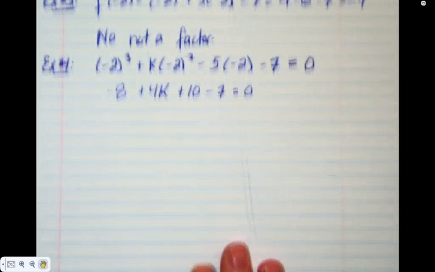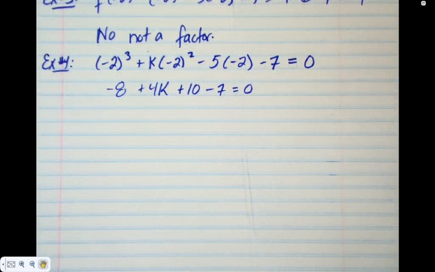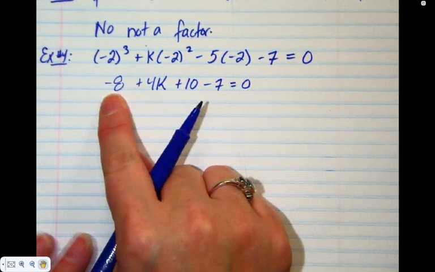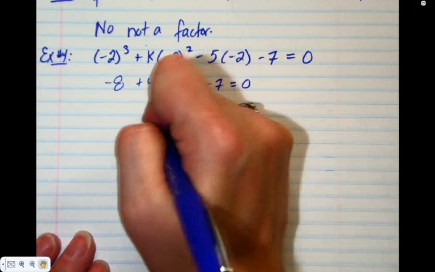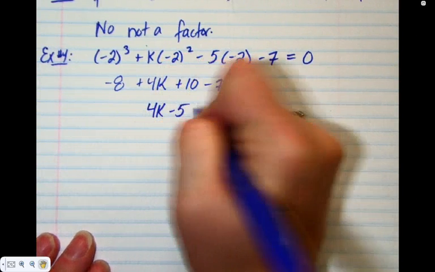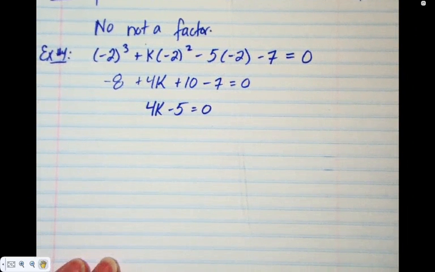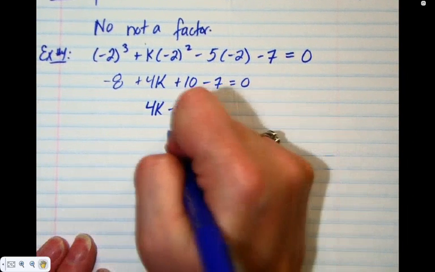What would you do next? Simplify, move everything to one side. I heard it at the same time. So let's simplify the three numbers. So negative 8 plus 10, 2 minus 7. K has to equal.